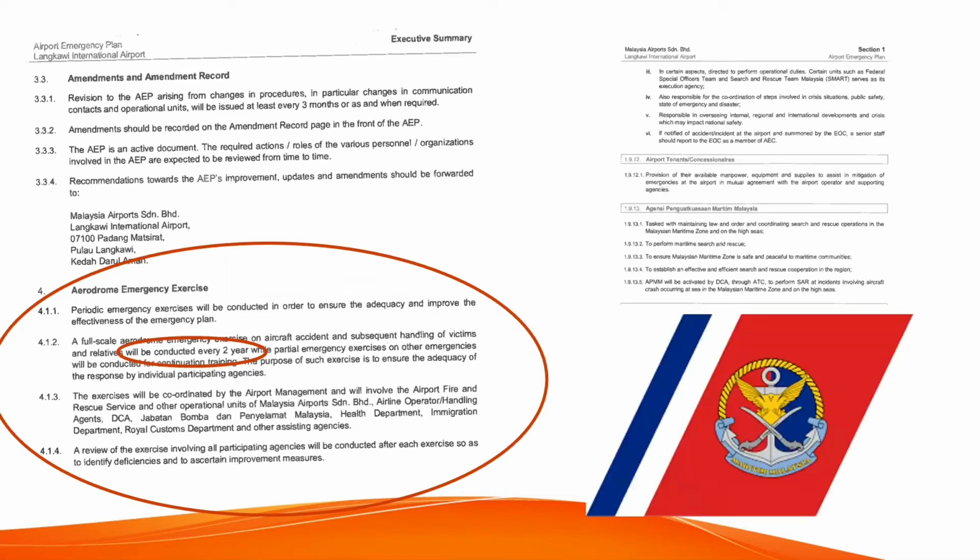And finally, as we've seen before in the grid map, because there is a difficult terrain, the swampy areas inside the airport, they do have a coordination with the appropriate agency, which is the Agensi Penguatkuasaan Maritim Malaysia.